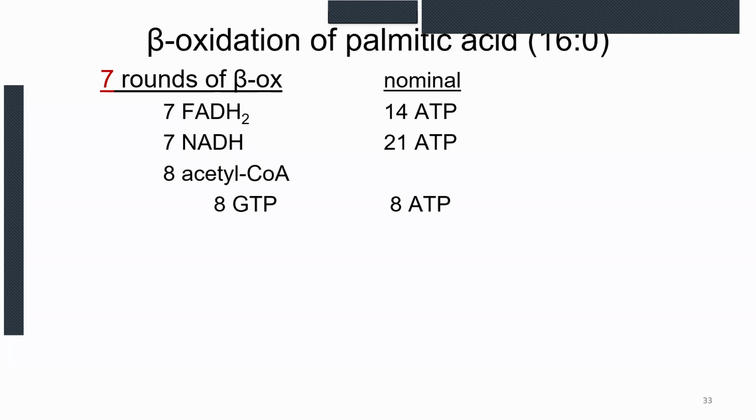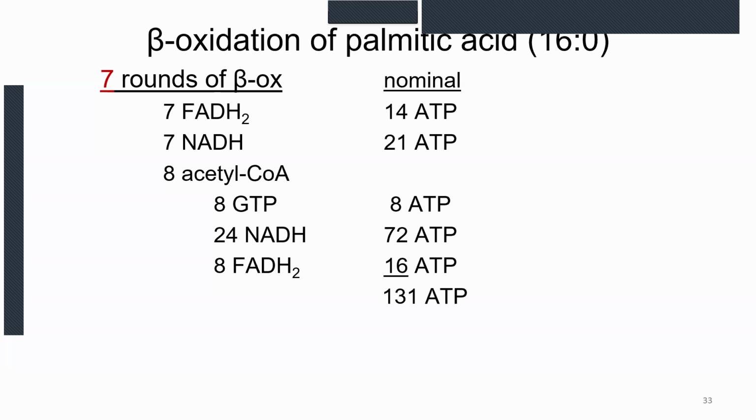Those acetyl-CoAs, that's 2 carbons plus the coenzyme A, are going to go through the citric acid cycle. It's going to give you 8 GTP, which is the equivalent of 8 ATP. 24 NADH are going to give you about 72 ATP. 8 FADH2 are going to give you 16 ATP. So from a 16 carbon long fatty acid, you're going to get about 131 ATP. That's a huge amount of ATP to get.